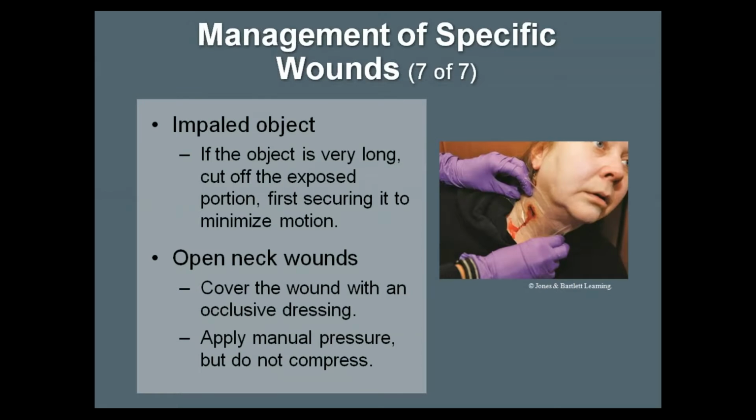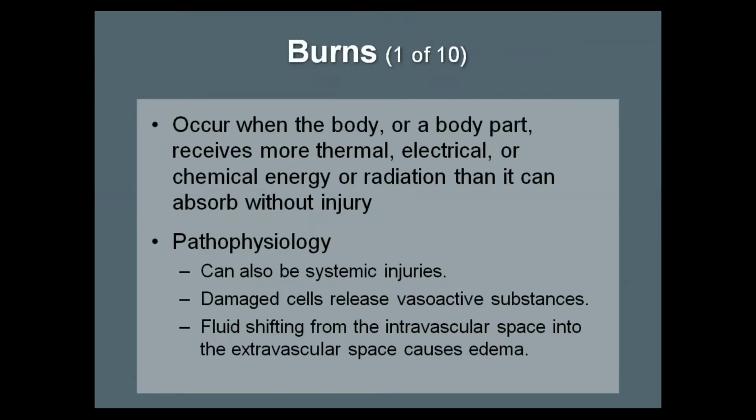We talked about impaled objects, neck wounds, how we're really not going to remove them unless it's impeding the airway, and then we're going to just take care of the bleeding and throw an occlusive dressing over. It talks about do manual pressure, but do not compress. They frown upon wrapping tape around the neck, and I don't really need to explain why.